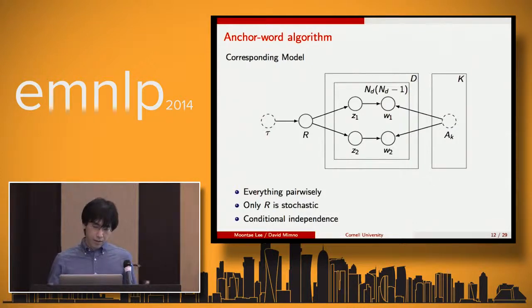This is the corresponding graphical model for the anchor word algorithm. Notably, everything exists pairwise. We sample a pair of topics and we sample a pair of words based on those topics. Only sampling the pair of topics is stochastic, and generating topics in terms of word mixture is no longer stochastic. It induces strong conditional independence, which means W1 is conditionally independent of W2 given either topic Z1 or Z2.